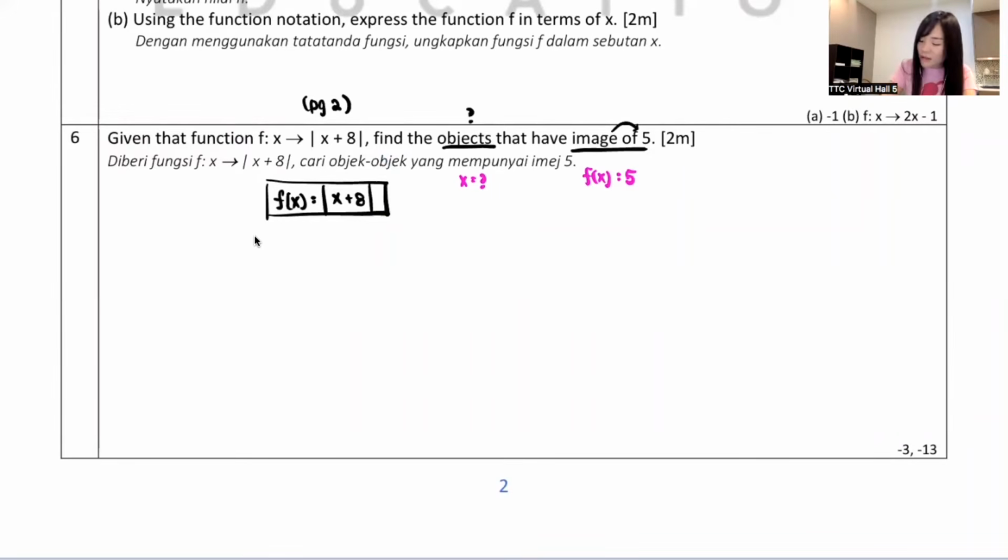So what do you know now? You know that f(x) is 5, so I can substitute 5 into the f(x). Make sense? Because I already know my object is x and image is f(x), and I already have f(x) and want to find back x. After I substitute, can you see the 2 lines? The 2 lines are called modulus. I already taught you modulus. Can x plus 8 come out from the modulus?